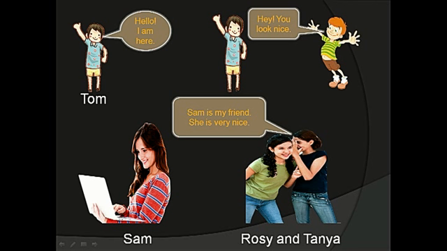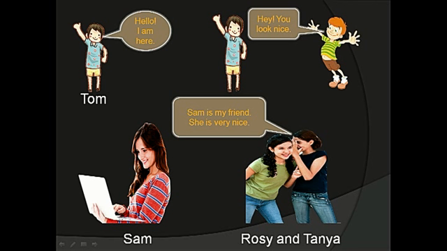You see Tom. What is Tom saying? Please read. "Hello, I'm here." Tom is using I instead of his name. So I is replacing his name, and his name Tom is a noun. So a word which replaces a noun is called a pronoun. Now look at the second example. His friend is saying, "Hey, you look nice." So instead of saying Tom, he is using the word you. So you is replacing Tom.